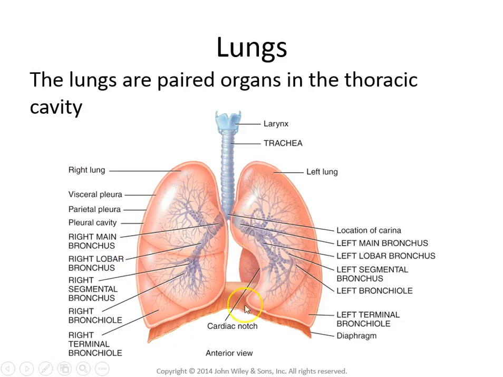And there you can see the cardiac notch, the trachea leading in and the branches, the diaphragm on the bottom that the lungs rest on. That will contract to change the amount of space in your thoracic cavity.